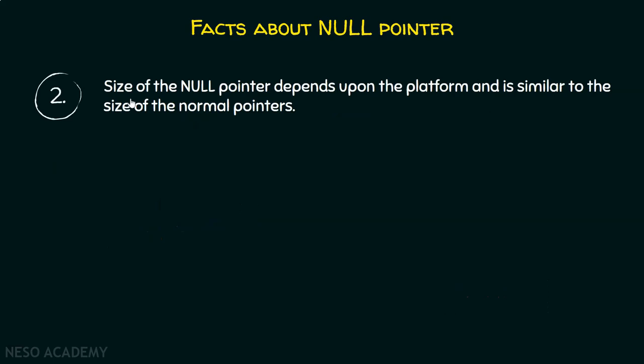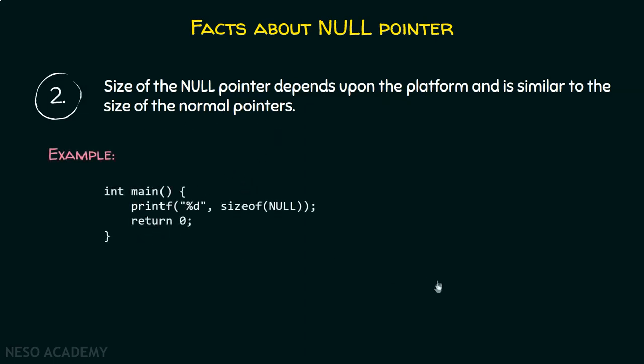Now here comes the second fact. The size of the null pointer depends upon the platform and is similar to the size of normal pointers. Here in this case, when I run this code on my computer, I got this as an output, that is 8 bytes, right? So the size of null is 8 bytes on my computer. It might be possible that it is 4 bytes on your computer. That depends on your platform. So these are the facts about null pointers, okay?